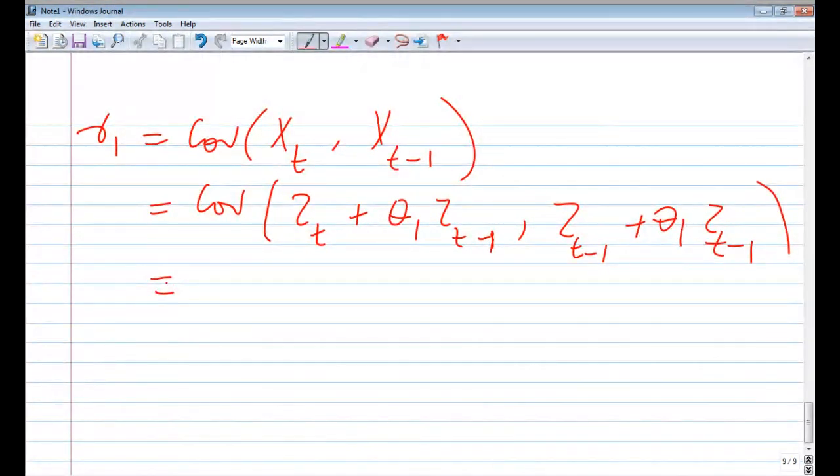Because gamma k was the general one. So you do the same. You take zt and zt minus 1, theta 1 zt minus 1, and zt minus 1. Then theta 1 zt minus 1 and theta 1 zt minus 1. You're going to get this one. So I'm going to skip step number 3 and go straight to the answer.